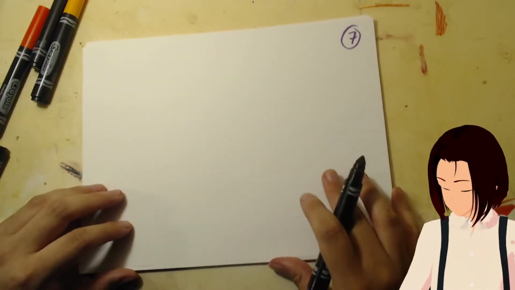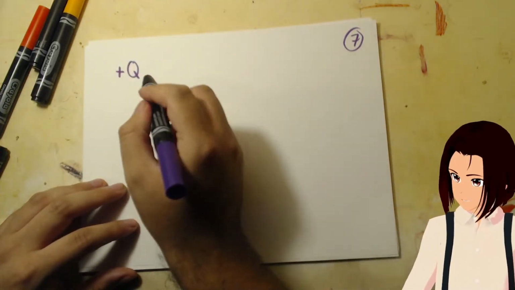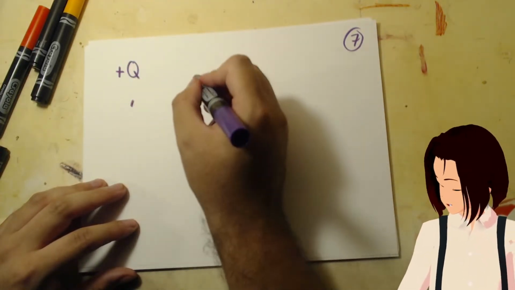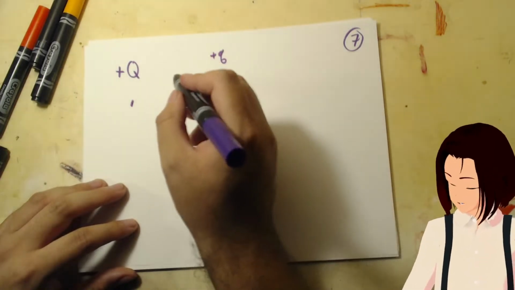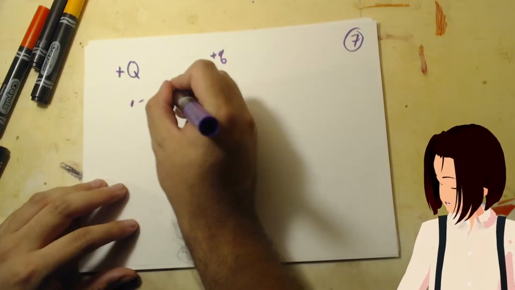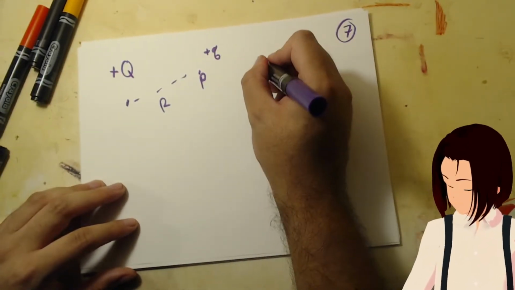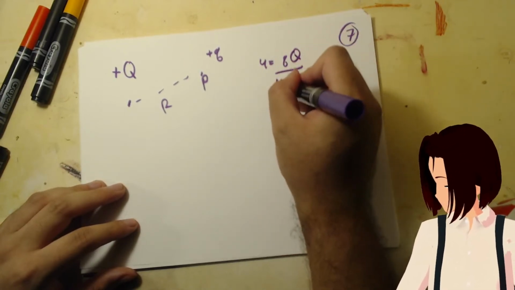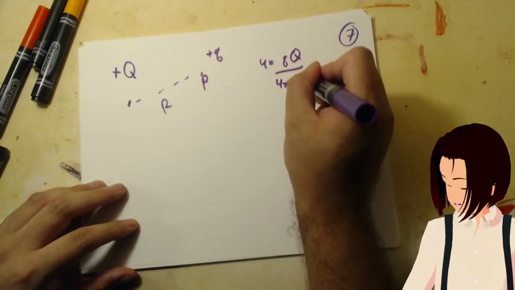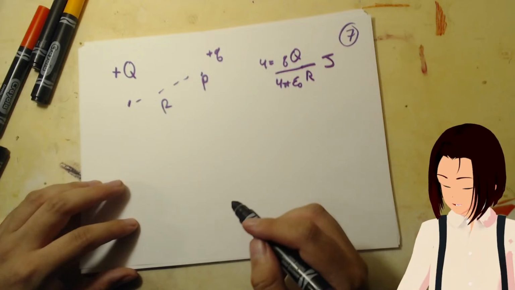Electric potential. Let's say we have some charge Q, big Q, right here, and at some point P, we have a small charge, little q, and that's R. We know electrostatic potential energy is equal to Qq divided by 4 pi epsilon naught R joules.